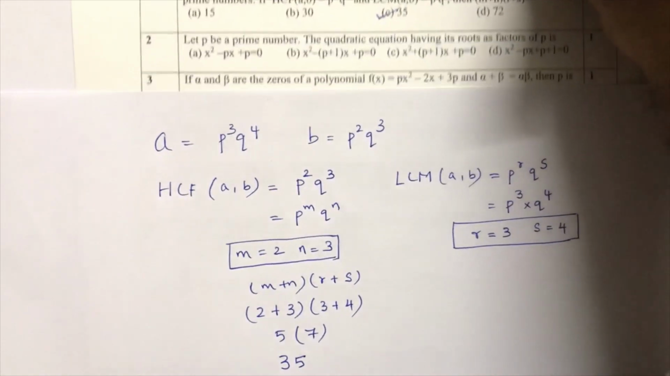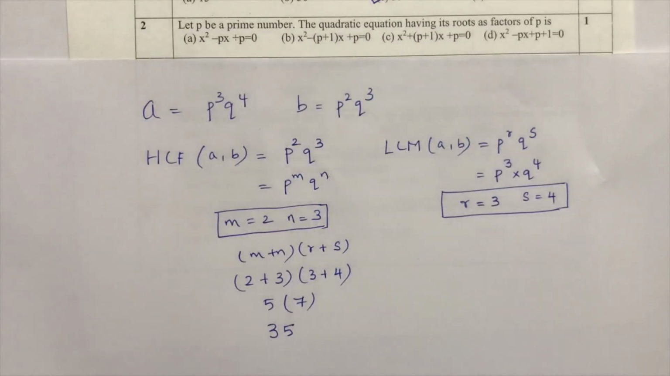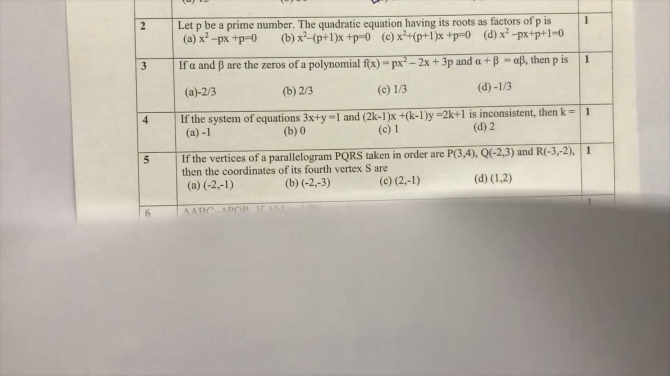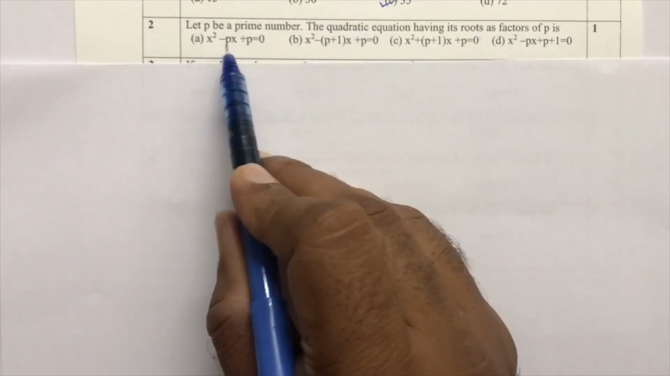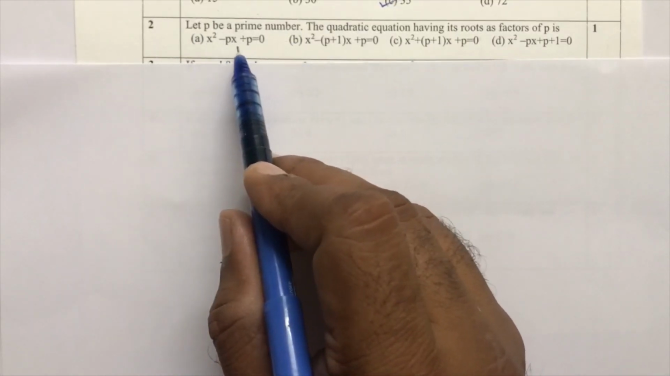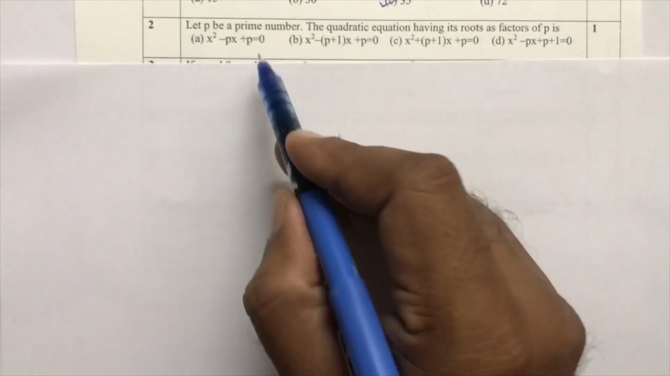In the same way, the second question. Let P be a prime number; the quadratic equation having a factor of P as its root. You can factorize, but here the values are in terms of P, so factorization will be a little tough. My advice is, in place of X, substitute the value P, and if you get 0, it is a factor.